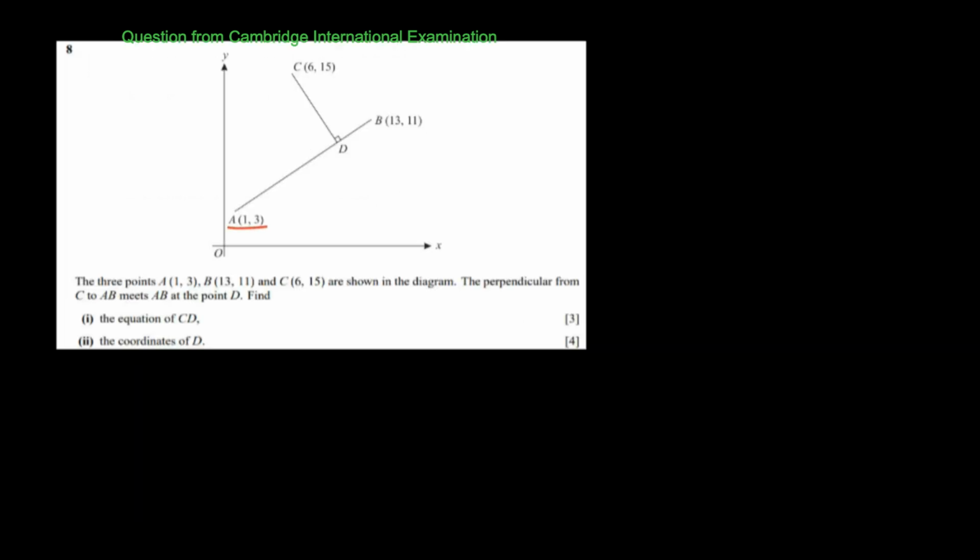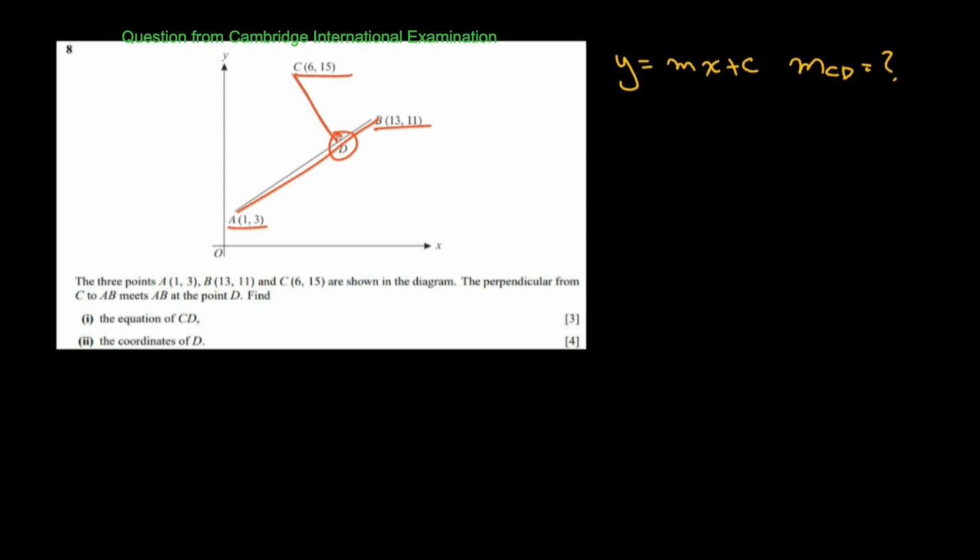The 3 points A(1, 3), B(13, 11), and C(6, 15) are shown in the diagram. The perpendicular from C to AB meets AB at point D. Find the equation of CD. Now the equation of line CD should be in the form y equals mx plus c, where m is the gradient and c is the y-intercept. So first, we will find the gradient of line CD.